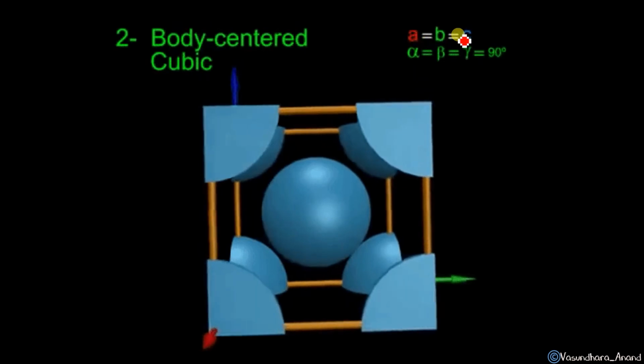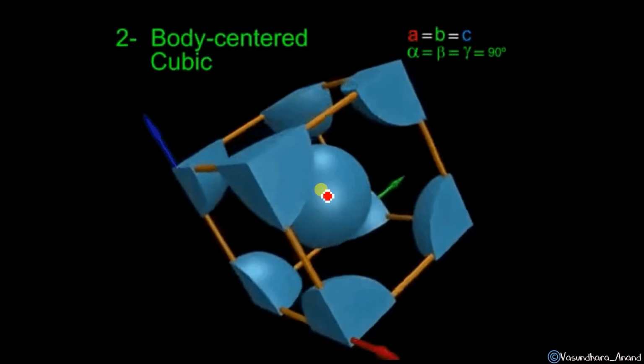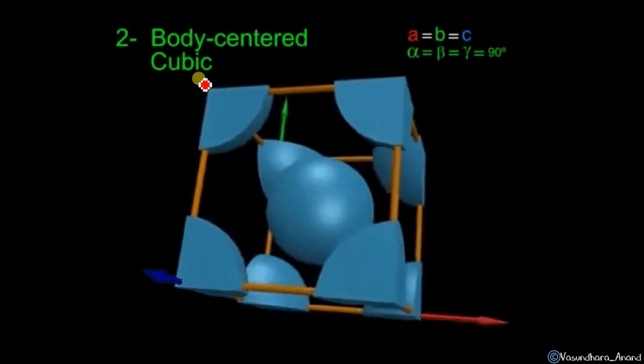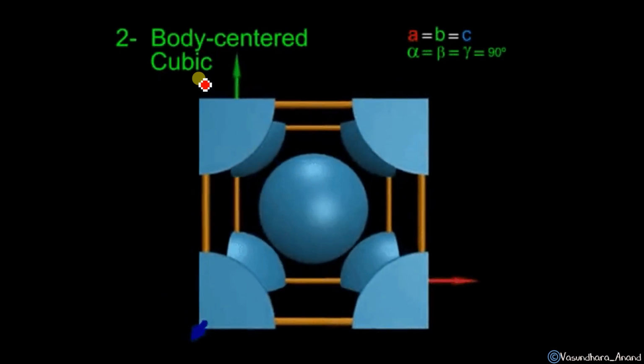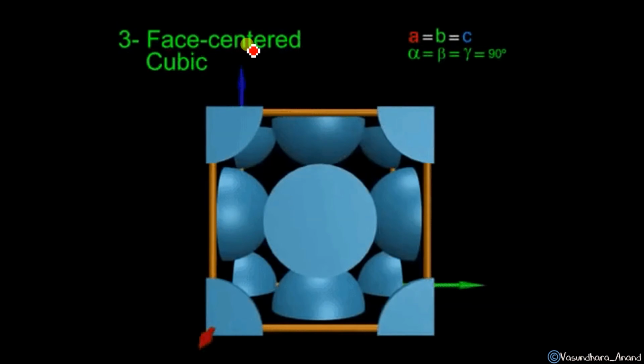Here also the A, B, C will be equal. Alpha, beta, gamma will be 90 degree. Got it? Is it okay? Because we are talking about the cubic structure. So cube means A, B, C is going to be same, and alpha, beta, gamma is also going to be same. Isn't it? Clear? Okay.